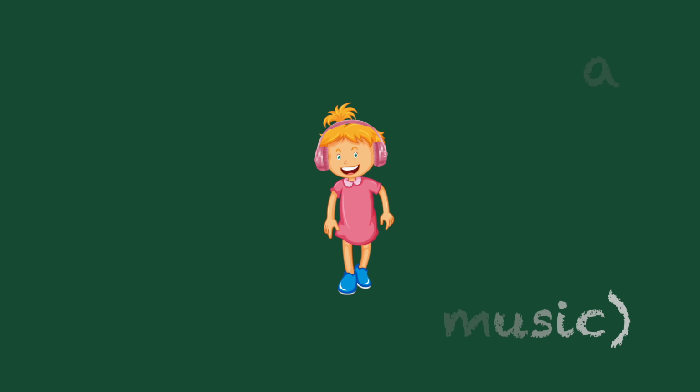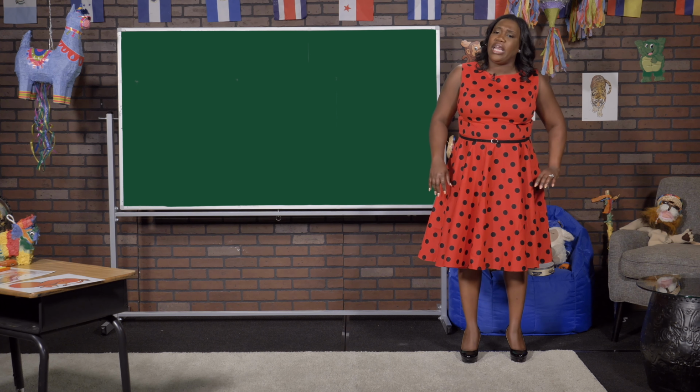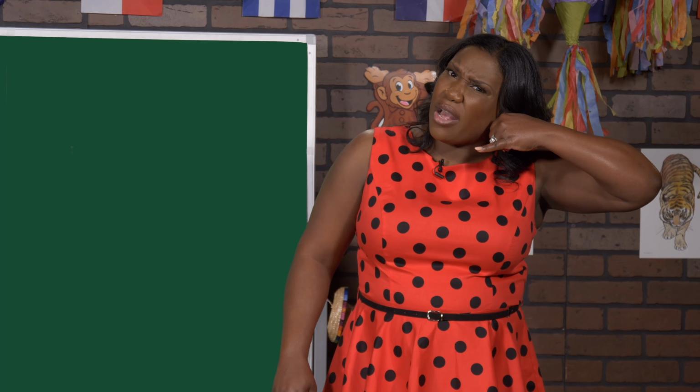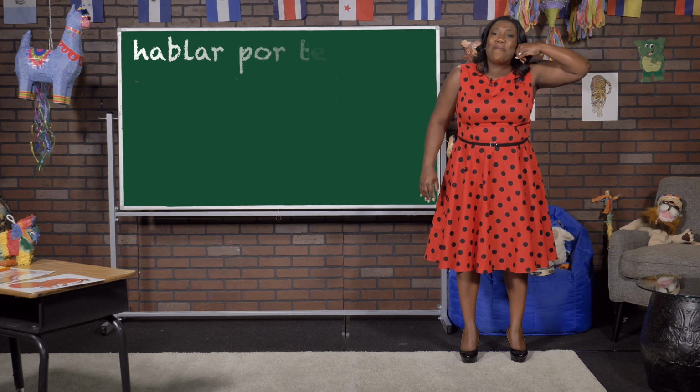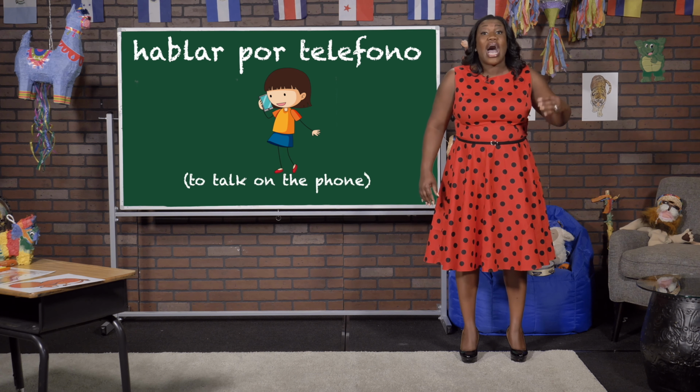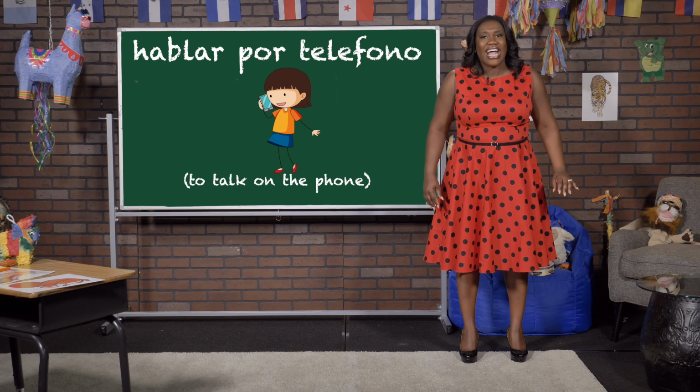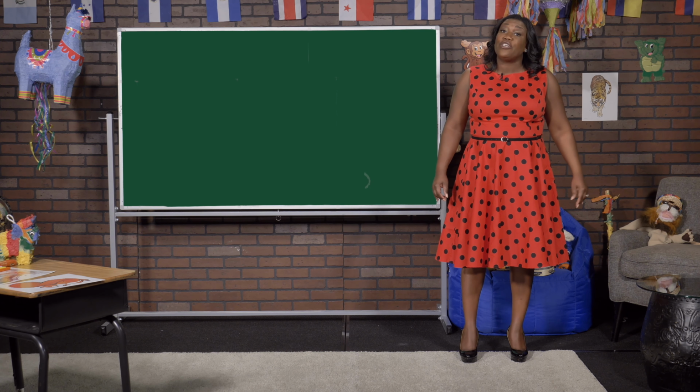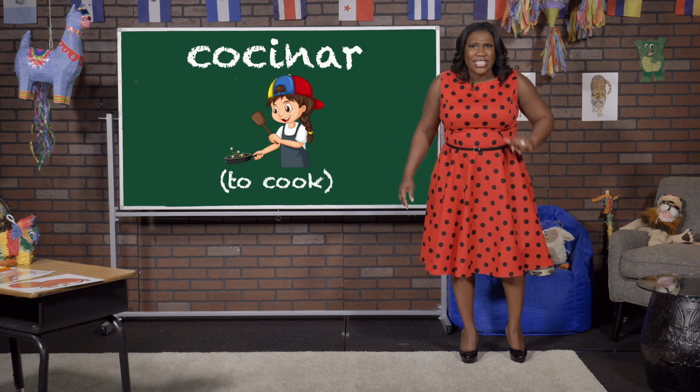Muy bien. The next one is going to be, yeah, let's rock out. Escuchar música. Repite, por favor. Escuchar música. To listen to music. Excelente. Our next verb is going to be hablar por teléfono. To talk on the phone. Hablar por teléfono. Excelente, chicos. The next verb is going to be cocinar, to cook. ¿Te gusta cocinar? Do you like to cook? Sí, me gusta cocinar. I love cooking.